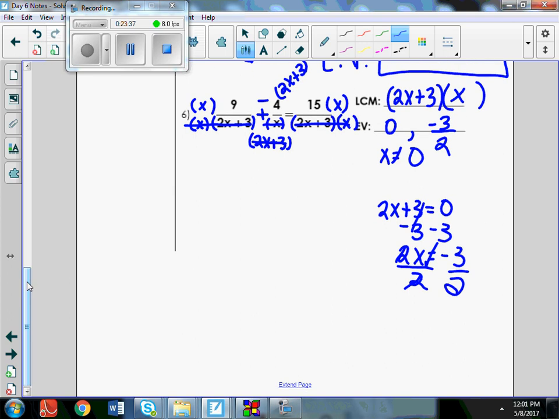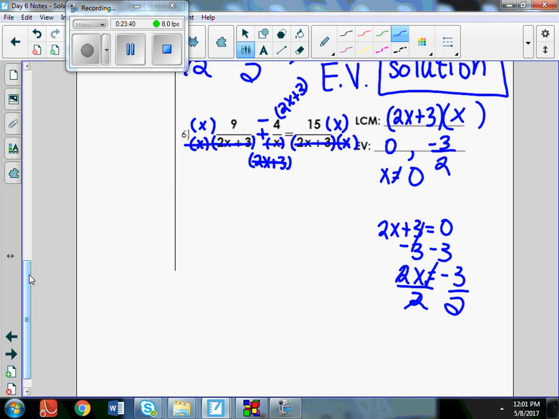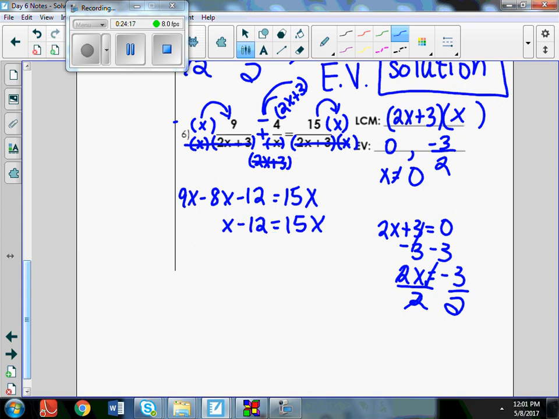So now I want to solve for x. So I'm going to go across the top and write what I have left. I have x times 9, so 9x. And so now I'm distributing that negative 4. So negative 8x minus 12. You guys agree? And then equal sign, and then 15 times x, 15x. So that's all I have to solve. I'm going to combine like terms. So 9x minus 8x gives me x minus 12 equals 15x.